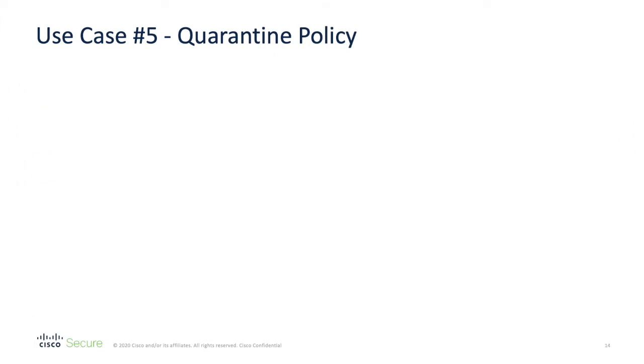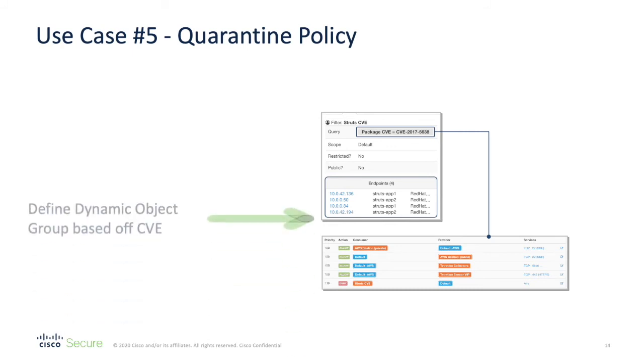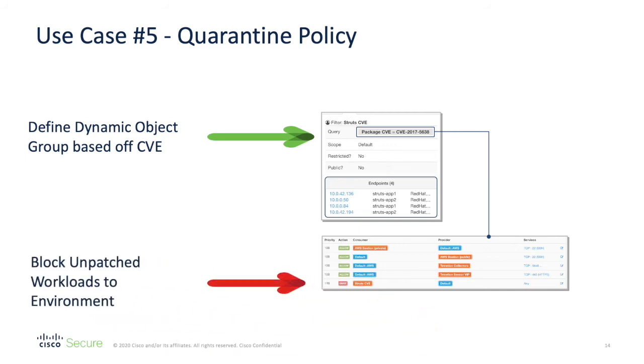Use case number 5. Quarantine policy. Say a particular vulnerability has been flagged and you need to deny hosts with that vulnerability access to your vital systems until they're patched. Cisco Secure Workload can identify the servers that have that vulnerability or software package and dynamically allow you to write policy to deny access. Once they are patched, they will be allowed access.